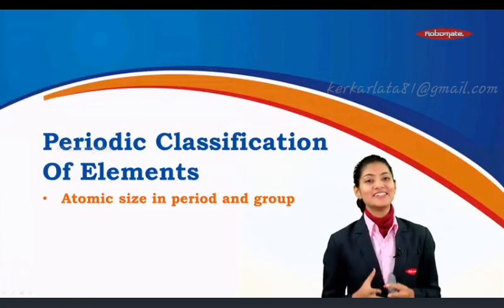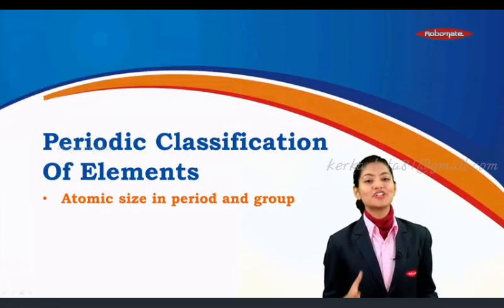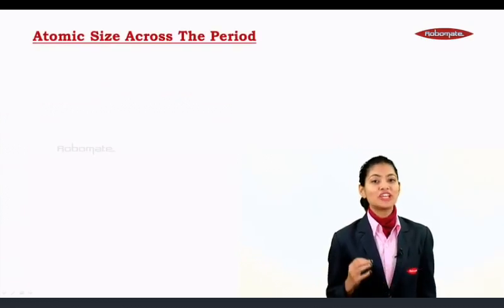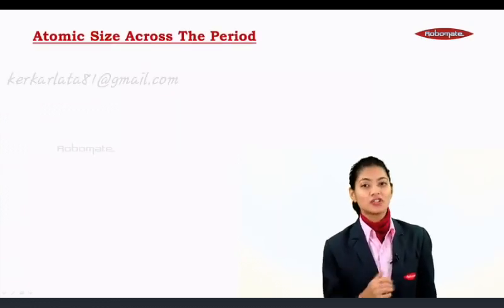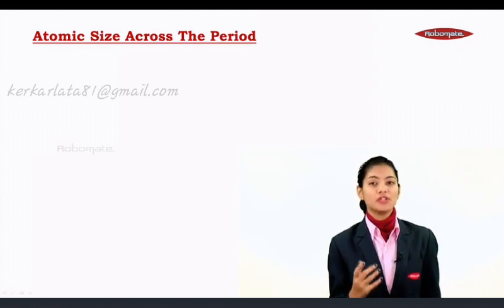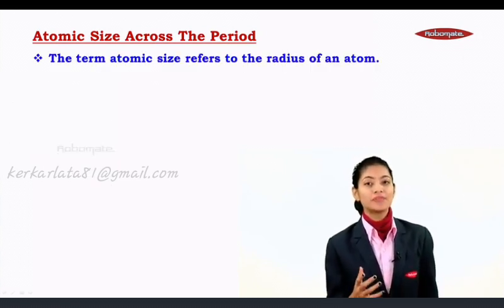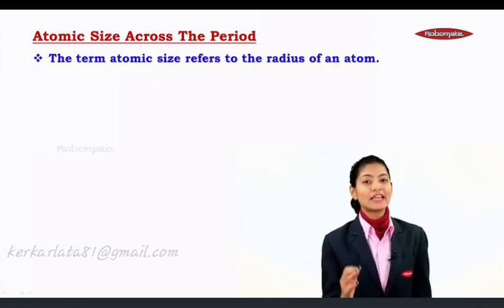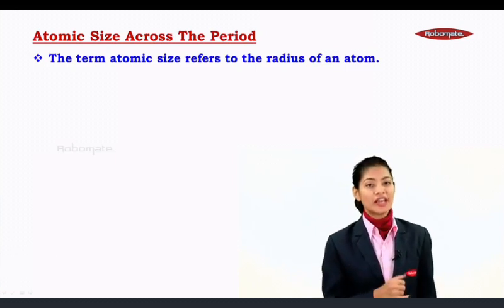And understand the next module, which is about the atomic size in a period and in a group. Now, if you talk about the atomic size first across the period, but first things first, what is atomic size or how do you calculate it? The term atomic size refers to the radius of an atom.